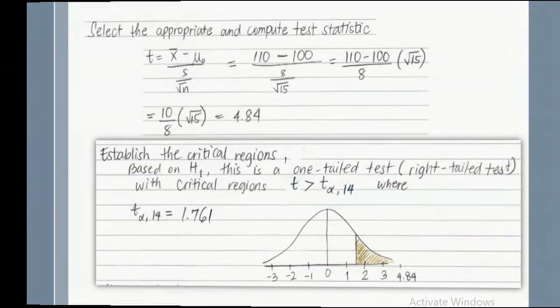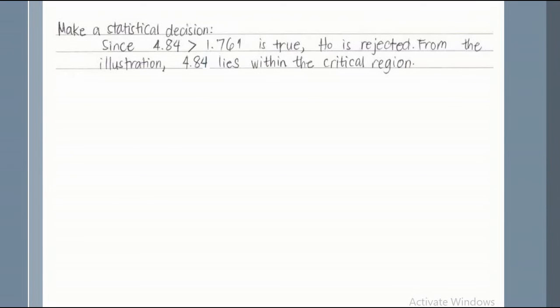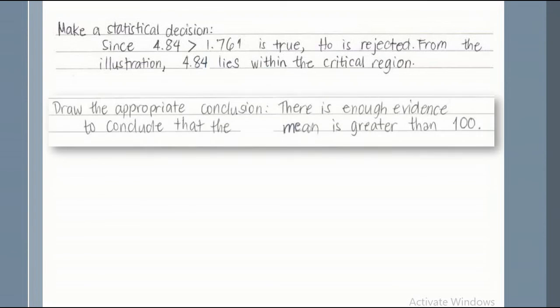Make a statistical decision. Since 4.84 is greater than 1.761 is true, H0 or the null hypothesis is rejected. From the illustration, 4.84 lies within the critical region. Draw the appropriate conclusion. So there is enough evidence to conclude that the mean is greater than 100.